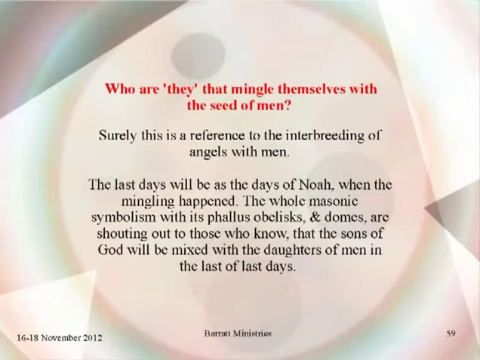the obelisks and the domes. Wherever you see an obelisk, you see a dome. You know, Capitol building in Washington, D.C., you've got the oval, the big dome, haven't you? What's alongside it? The obelisk. The obelisk is the phallus and the dome is the womb. They're prophesying that seed mingling.